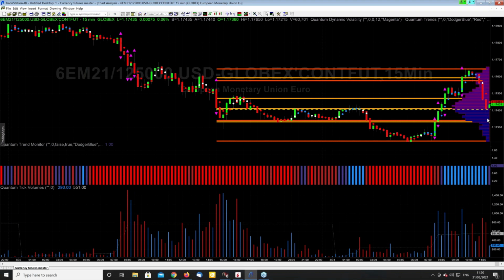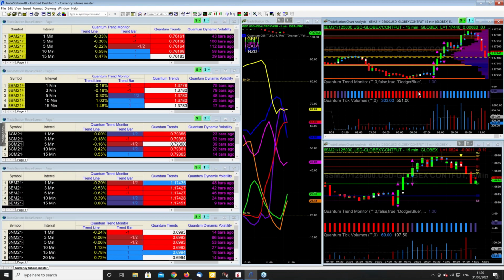I've got the volume point of control on here, and you can see on this particular time frame, we're getting back down to that particular region. So the chances are we're going to see some congestion build. It's not going to drive straight through there. Probably see some congestion build at that point. So that's on TradeStation.